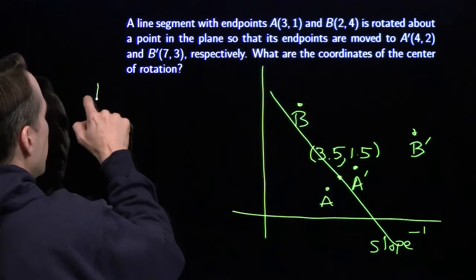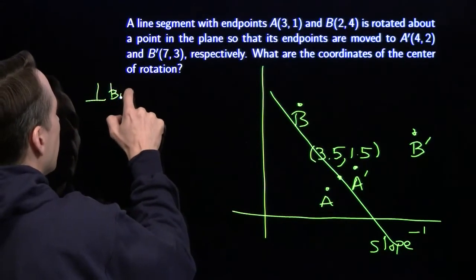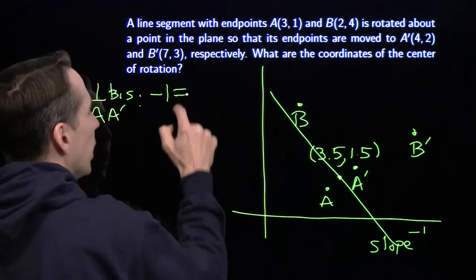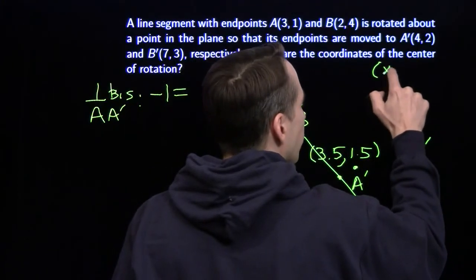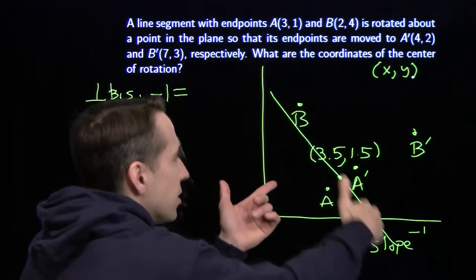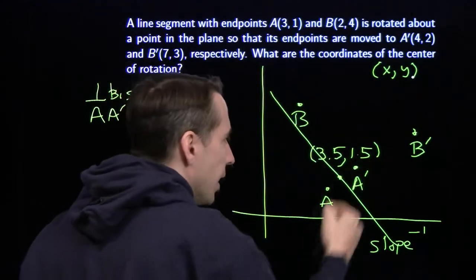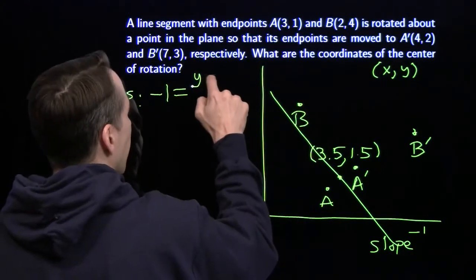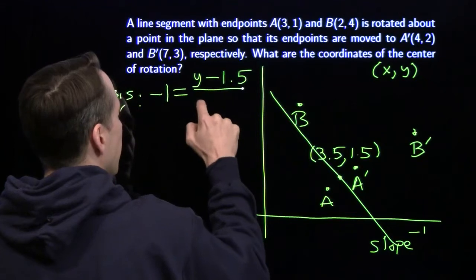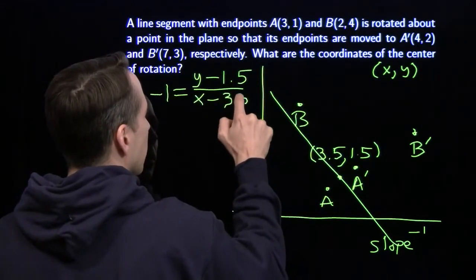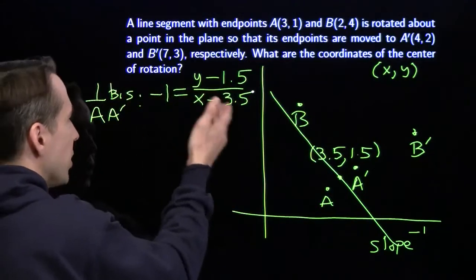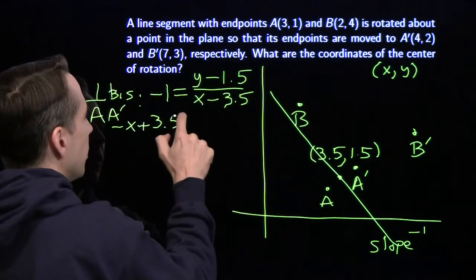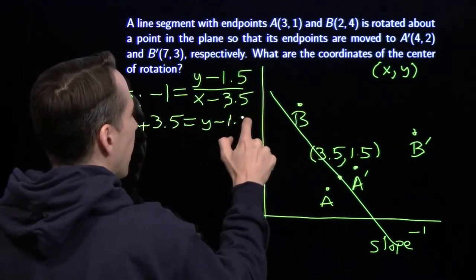So now we can write an equation for the perpendicular bisector of AA prime. We know that the slope is negative 1, and that equals the slope from the center of rotation, we're still calling that xy. Xy sits somewhere on this line. So we know that the slope between xy and 3.5, 1.5, has to be negative 1. It sits on this line. And that slope is going to be the difference of our y-coordinates divided by the difference in our x-coordinates. Now we can clean this up. We'll multiply both sides by the x minus 3.5 there. We'll get minus x plus 3.5 equals y minus 1.5.